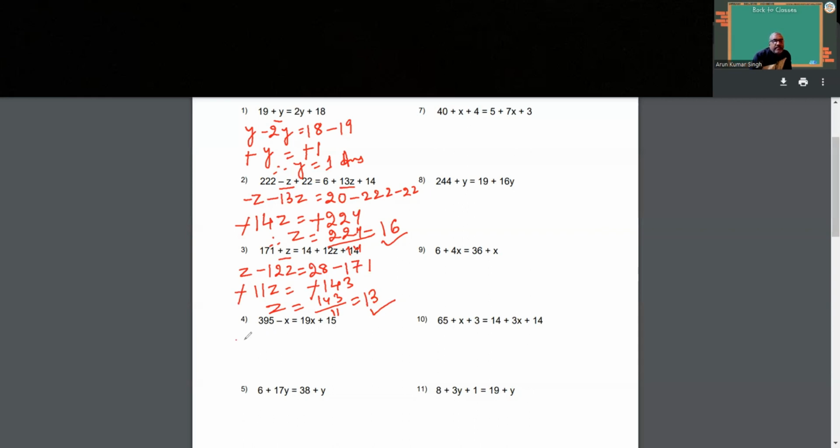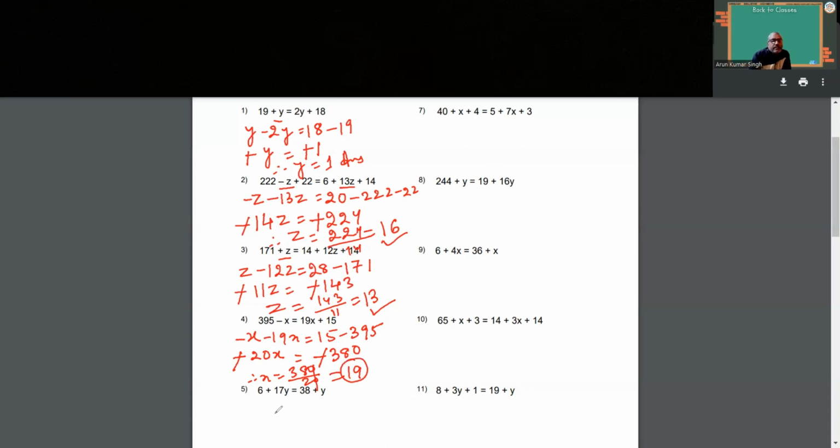So here minus x, left side, I will be talking about only variables. So minus x minus 19x, and that will be equal to 15 minus 395. So now you can say here it is minus 20x. And here 15 minus 395 is minus 380. So this is gone. So hence x will be equal to 380 divided by 20. So here I can say that this answer is 19.